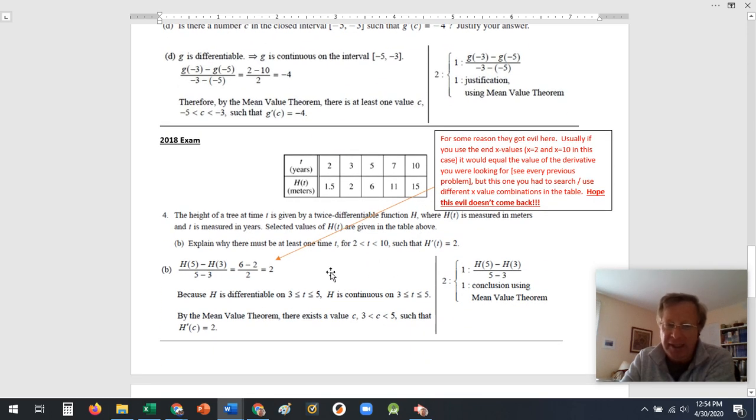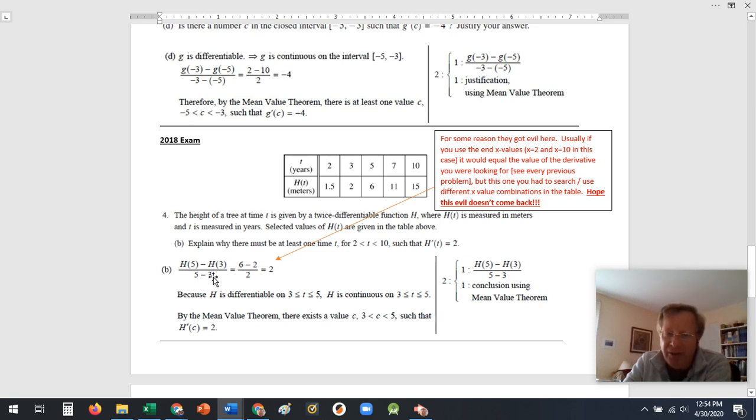Here, for some reason, 2018, they're asking for somewhere between 2 and 10. Here's 2, here's 10. Somewhere between 2 and 10 such that the first derivative equals 2. Well, if you try and take the derivative using the 2 and 10 values, 15 minus 1.5 over 10 minus 2 doesn't equal 2. It's like, rats. So what you actually had to do is you had to start searching the different values. Try 11 minus 6 over 7 minus 5. Keeps hunting a bit. Finally, there's a combination that worked.